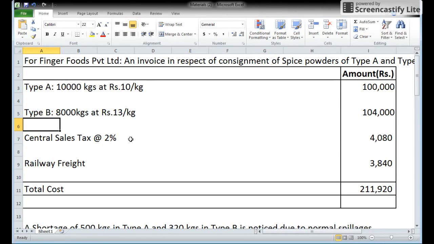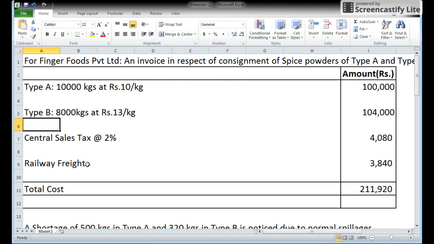Hence, in this example, Finger Foods Limited has to pay taxes of 2% to the seller, and these type of taxes are applicable only if there is a sale happening between two states. The next line item is freight charges. These are charges incurred to transport the item from seller's place to the buyer's place.